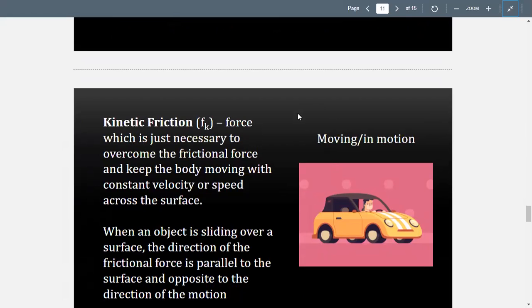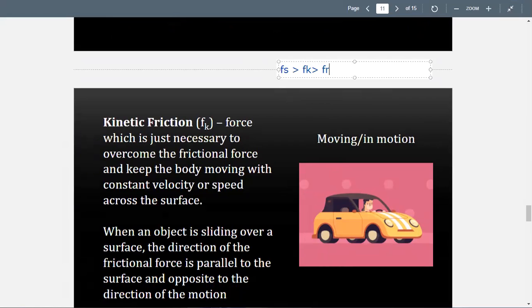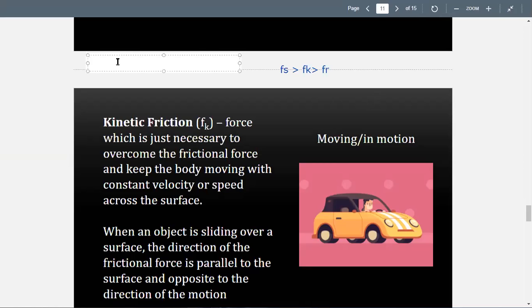So if we compare Fk or Fs, static friction is bigger than kinetic friction. Now, there's another frictional force that they call rolling friction, and we'll call it Fr. Among the three, rolling friction is the smallest. So again, Fs is our static friction.